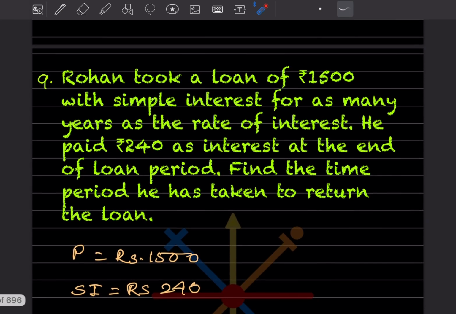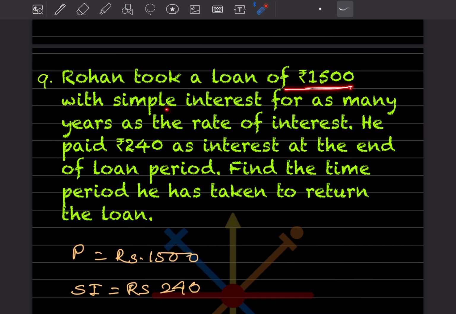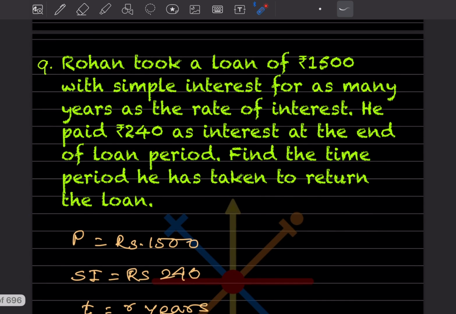Rohan took a loan of rupees 1,500 with simple interest for as many years at the rate of interest. He paid rupees 240 as interest at the end of loan period. Find the time period he has taken to return the loan. So now write the given things.